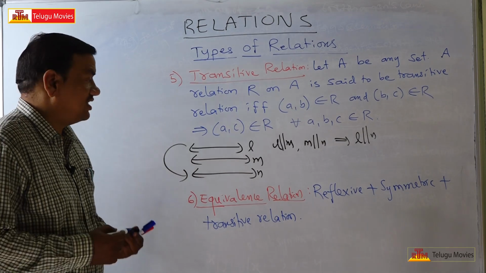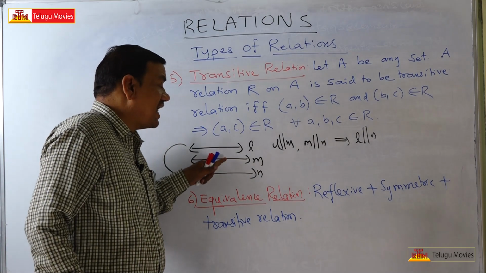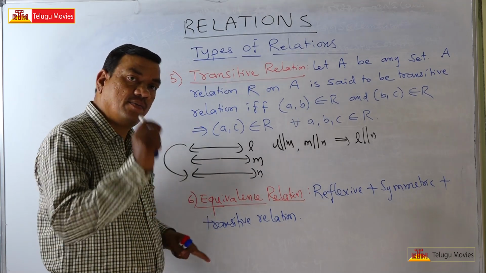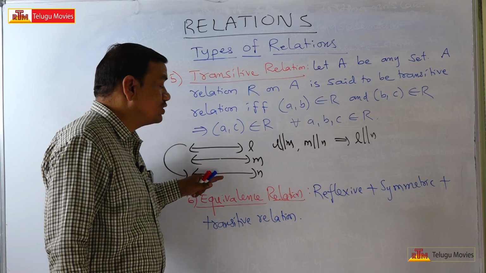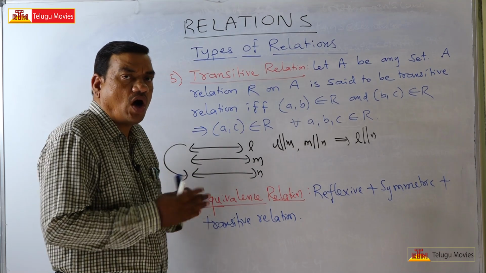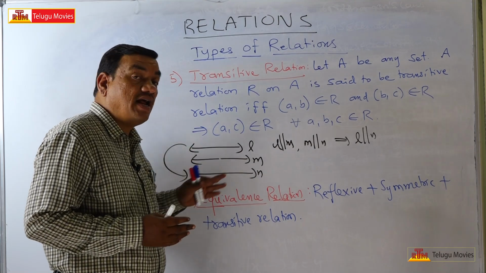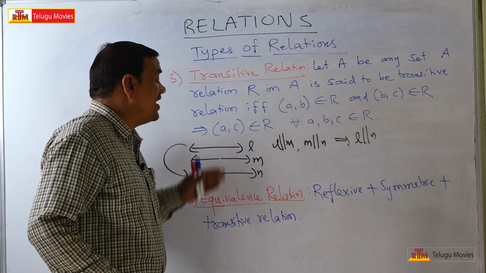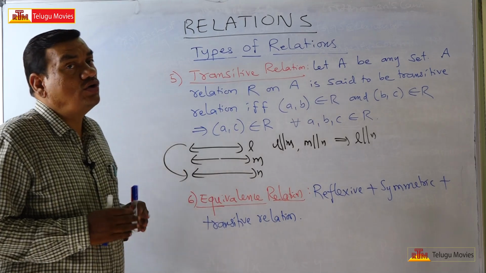Yes, anybody can say. That means the relation between L and M is parallel. What is the relation between M and N? Parallel. Therefore, L is also related to N. The same way L and M are related and M and N are related, L and N are also related like that.